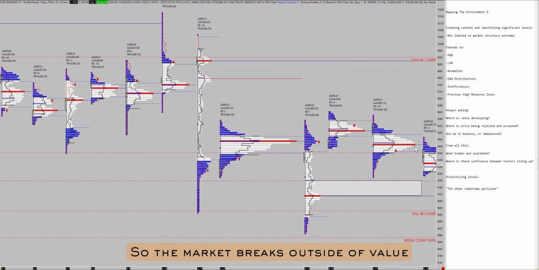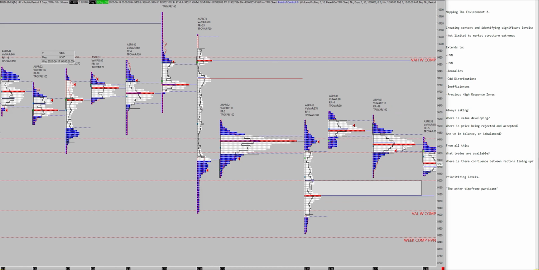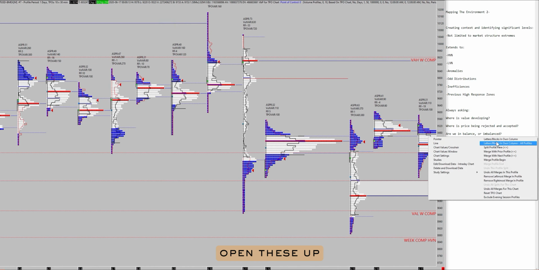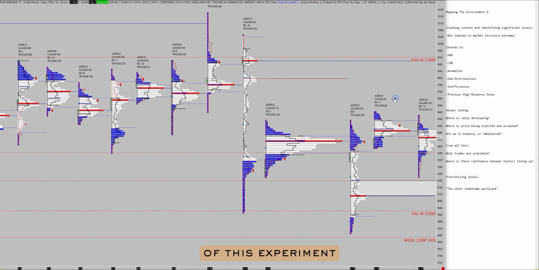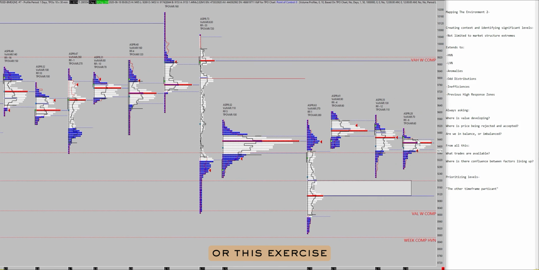So the market breaks outside of value, right? One important thing to pay attention to, we're closing towards the low value as well. So we have to talk about that first. Open these up. I think you guys get the idea of this experiment or this exercise. We are moving down, have an inside day, but we're closing at the low end of value.